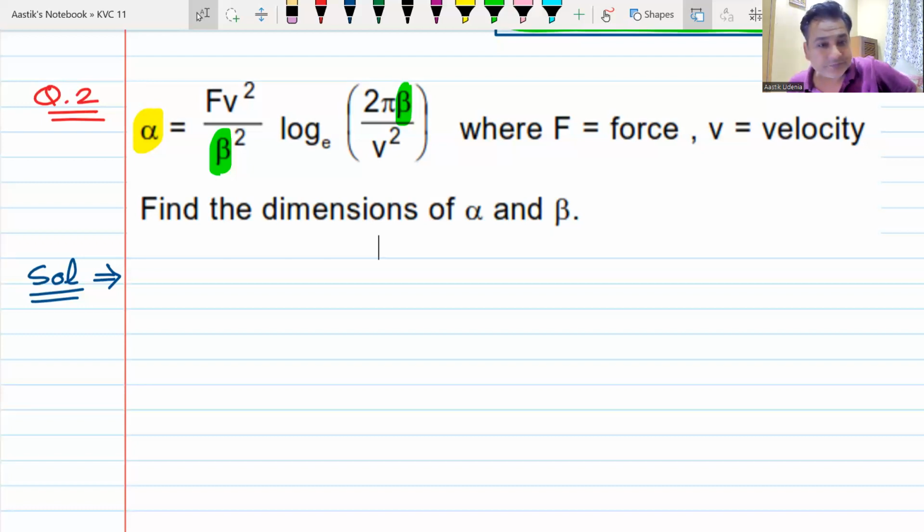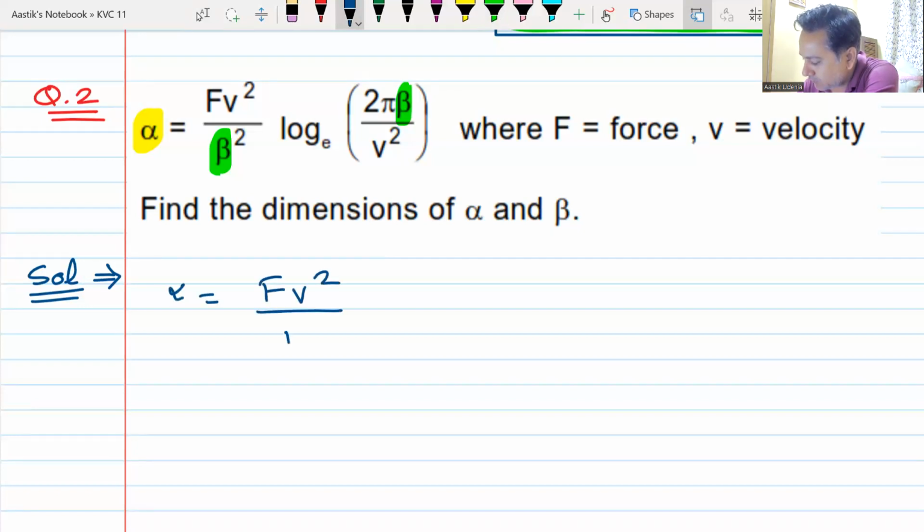Okay. Now, what I would do is I would take your help. Whosoever has solved this, can you help me in finding out how to solve this? Who is going to help me out? Tell me. Alpha is f v square by beta square log to the base of e. Who is going to help me? Please come forward.